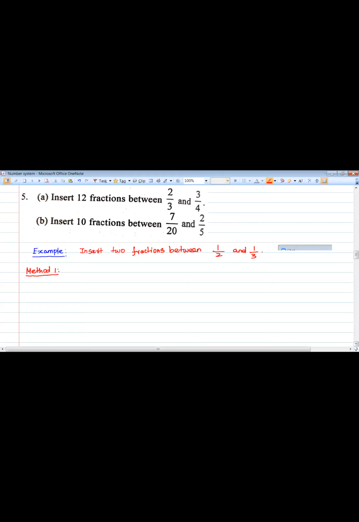This question is there in your 8th standard CBSE and 9th standard CBSE. This kind of question: insert two fractions between 1 by 2 and 1 by 3. Whether they ask for only two fractions, or 10 fractions or 12 fractions, method 1 is easy for all kinds of models. Okay.